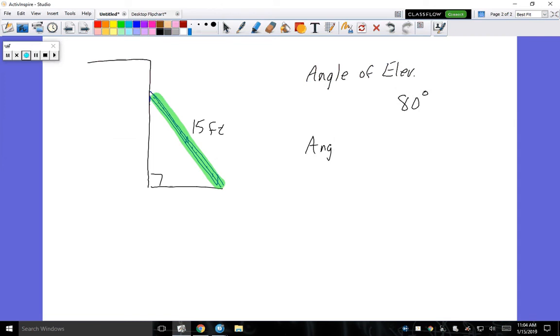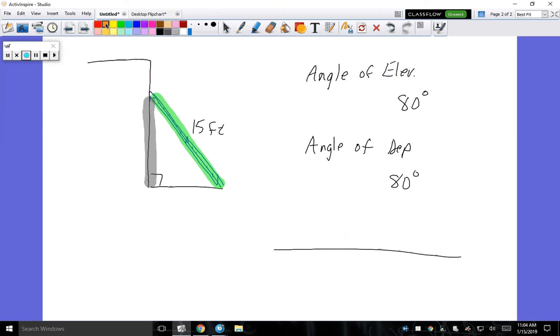Let's think about something here in just a bit, because you're going to use it for your performance task this week. We need to find the height from the top of the ladder to the ground. So we're trying to find this right here. The big thing to know on this is angle of elevation and angle of depression.